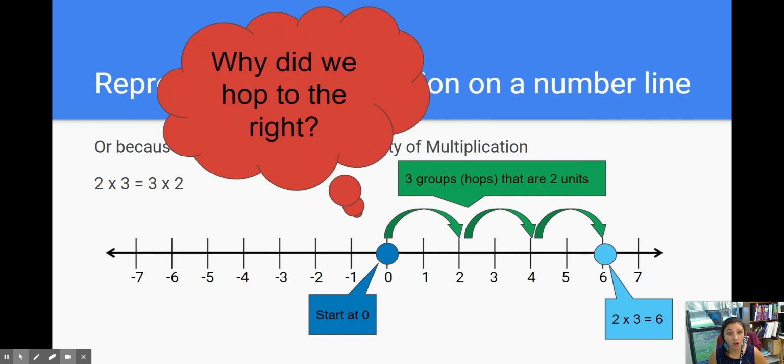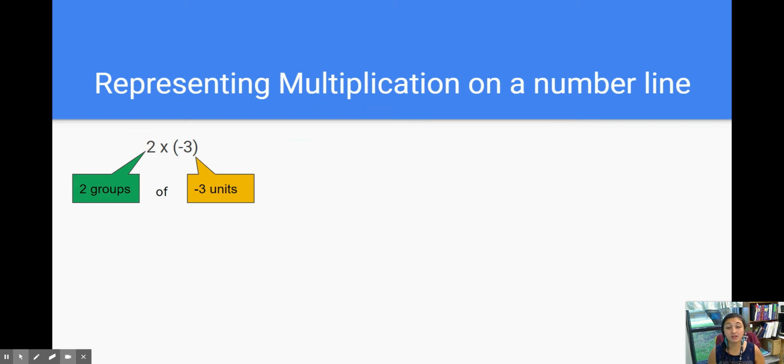Which direction did we hop? Did we hop going in the positive direction, or did we hop going in the negative direction? If you look at it, to the right of 0, we hopped in the positive direction because 3 and 2 are both positive. Now let's look at how that might look if you're multiplying negative integers.